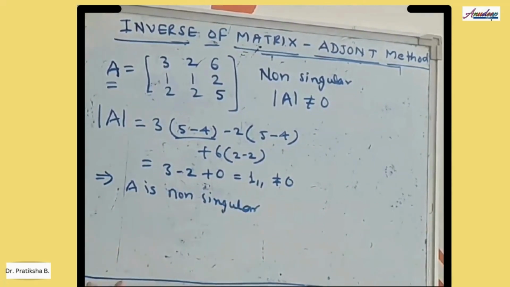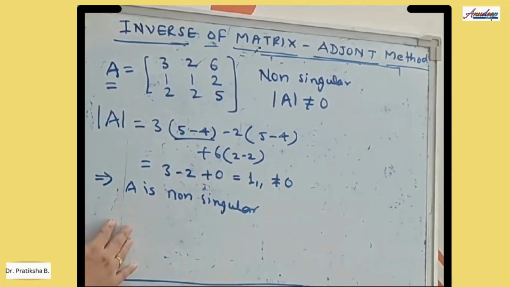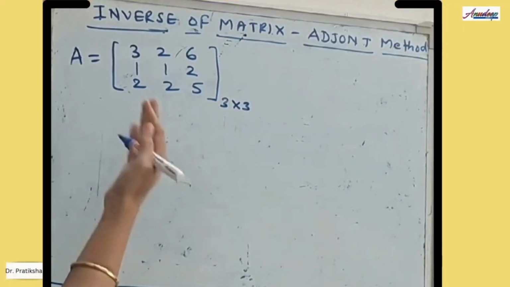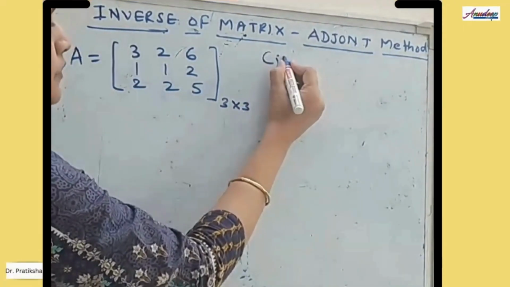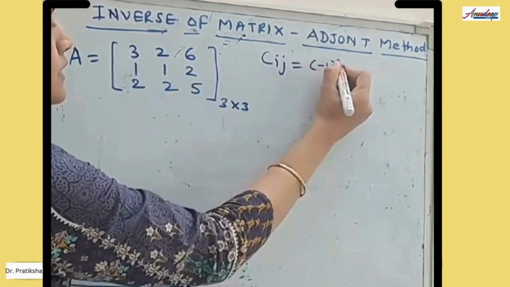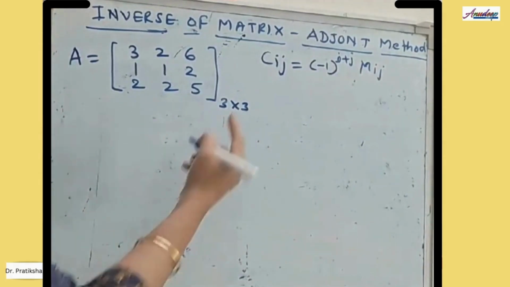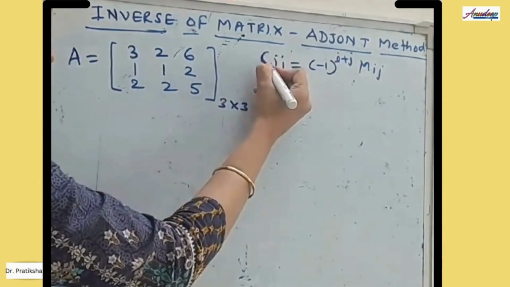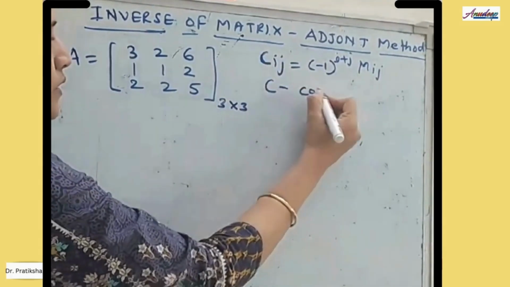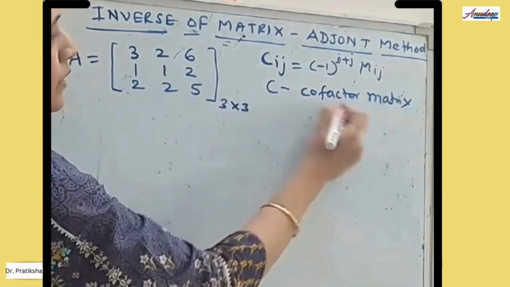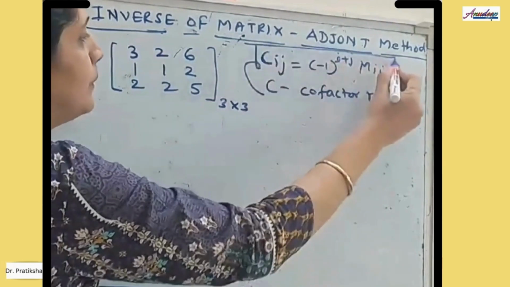So now we can proceed to find the inverse of the given matrix. We need to find out what is a cofactor matrix. For finding the cofactor matrix, the formula we just discussed is (minus 1) raised to i plus j into Mij. So let us discuss the first element. C denotes the cofactor matrix. And for the elements in the cofactor matrix, this is the formula that we will be repeatedly using.